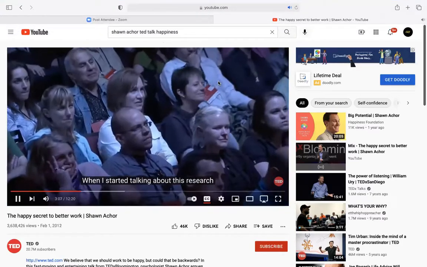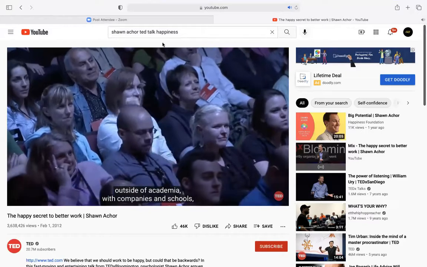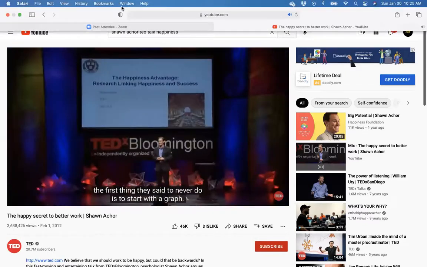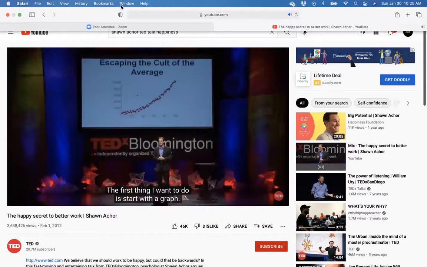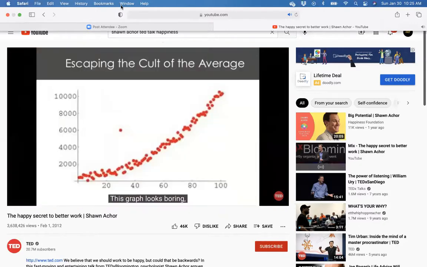When I first started talking about this research outside of academia, out with companies and schools, the very first thing they said to never do is to start your talk with a graph. The very first thing I wanted to do is start my talk with a graph. This graph looks boring, but this graph is the reason that I get excited and wake up every morning. And this graph doesn't even mean anything. It's fake data.